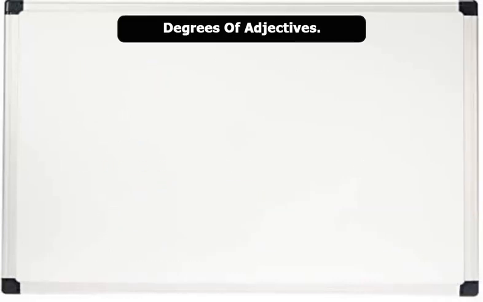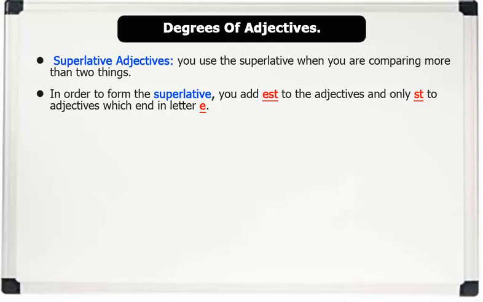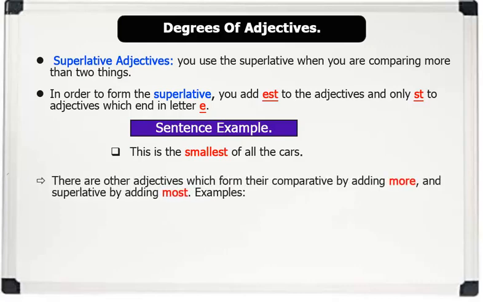Degrees of adjectives. 3. Superlative adjectives. You use the superlative when you are comparing more than two things. In order to form the superlative, you add est to the adjectives and only st to adjectives which end in letter e. Sentence example. A. This is the smallest of all the cars. Note, there are other adjectives which form their comparative by adding more and superlative by adding most.